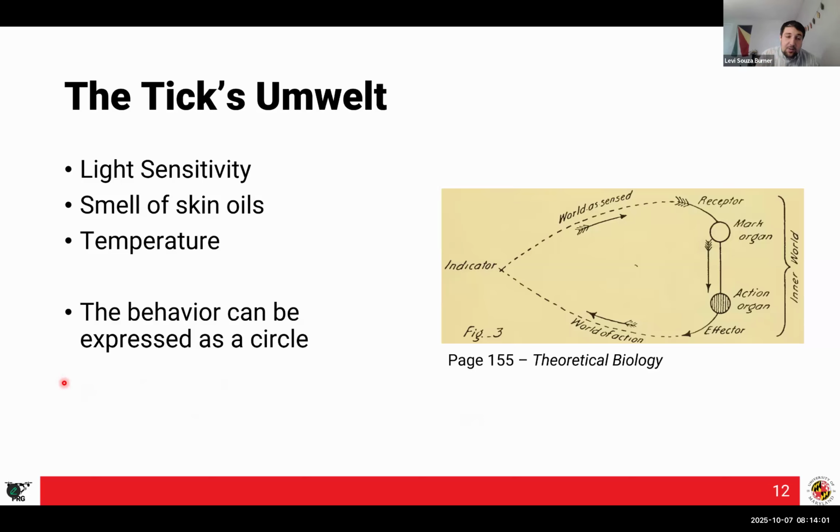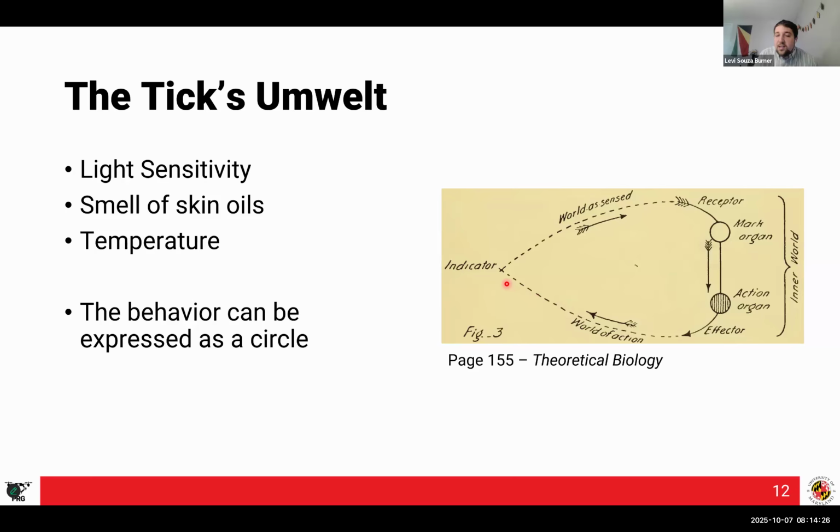Instead, what they sense, at least according to Uexküll, is light sensitivity. They can kind of tell what direction is up or down based on where the sun is. They can smell skin oils, so they know where their prey is, and temperature, which tells them if they successfully landed on prey and should bite. And Uexküll drew the use of these senses as this circle here.